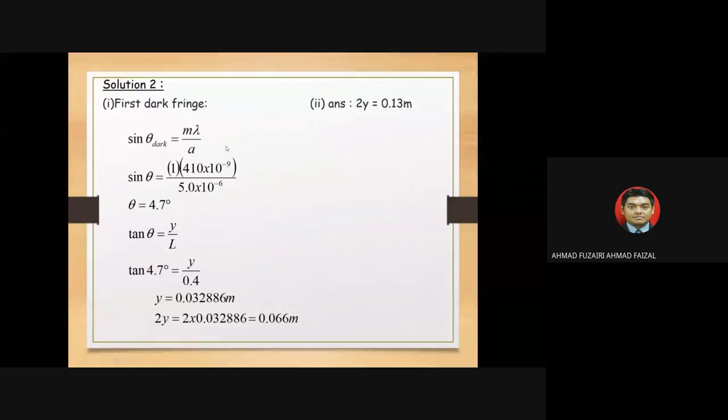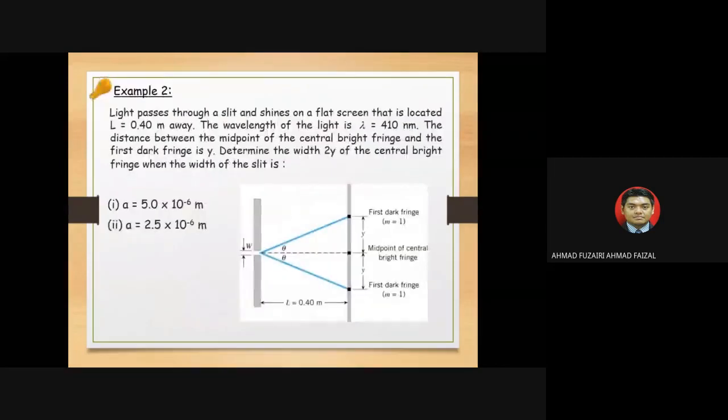So now you are going to apply this particular equation to locate the position of the first minimum. We have sine theta equals m lambda over a. The order number of the fringe is 1. This is the wavelength of the light. a refers to the width of the slit. From here, you get to calculate the angular position of 4.7 degrees. If I go back to the previous slide, the 4.7 degrees is over here. So that is the angular position.